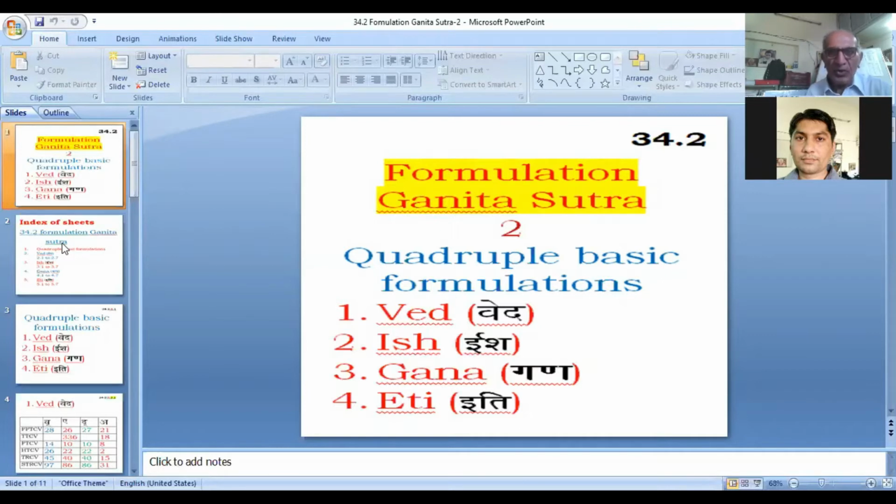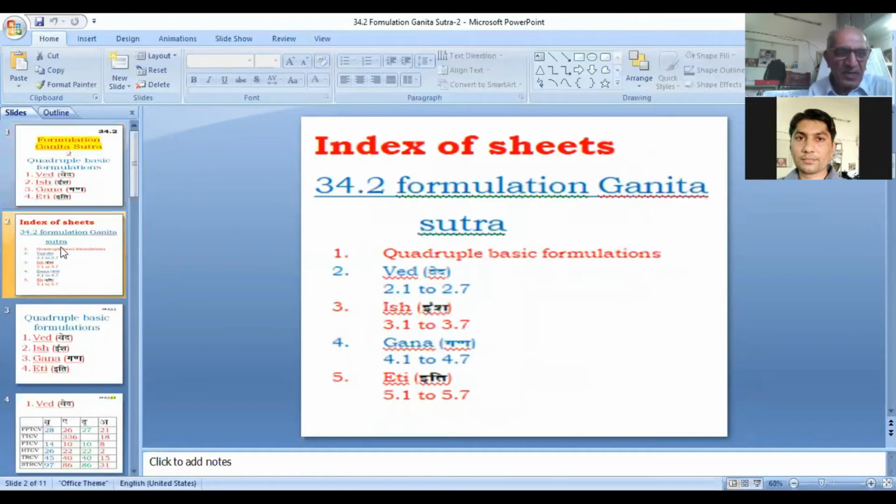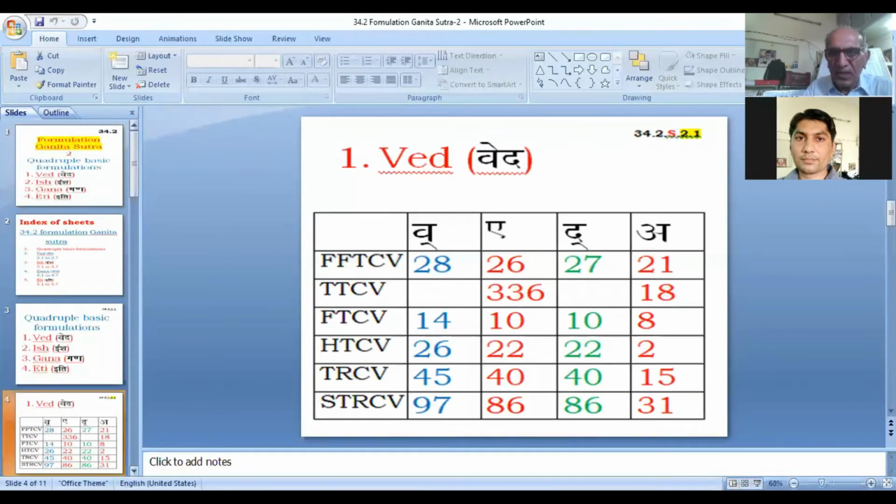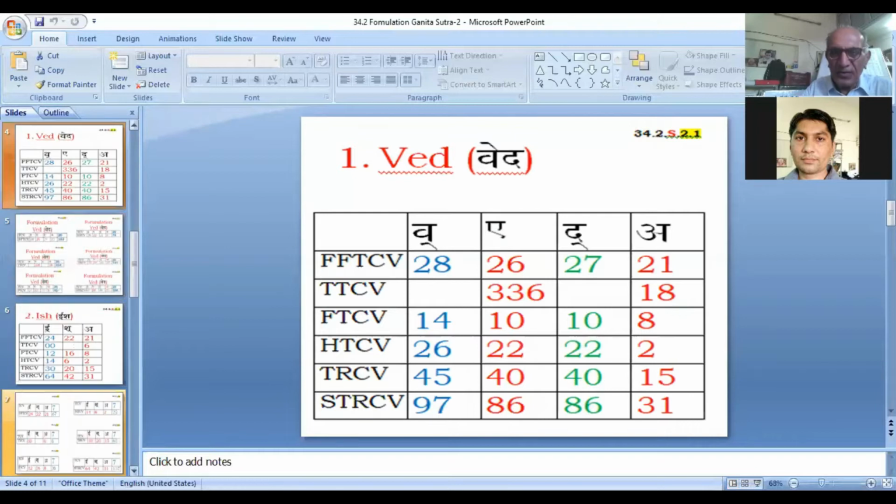Therefore, we shall approach these formulations in terms of the inner folds of TCV values of the individual letters veiled for the composition of these formulations. The first formulation, which deserves to be approached for its six inner folds for each of its quadruple letters, is Ved.